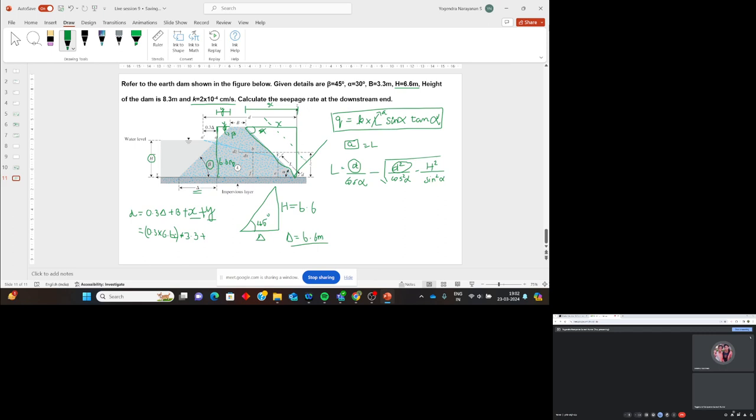So the height of the dam is given as 8.3 meters, right? Yes, sir. So what will be the value of y? You know h is 6.6. The total height is 8.3. So what will be the value of y? Again, tan beta is equal to (8.3 minus 6.6) by y. 8.3 minus 6.6 is 1.7 meters.